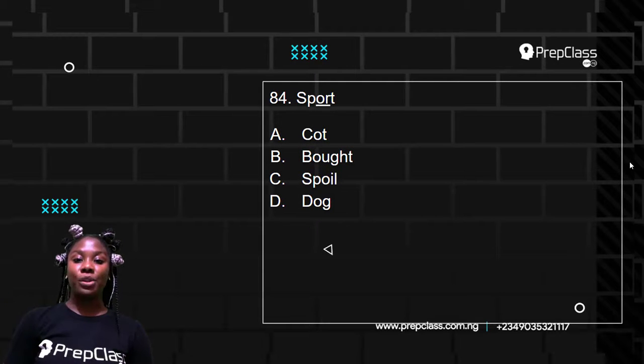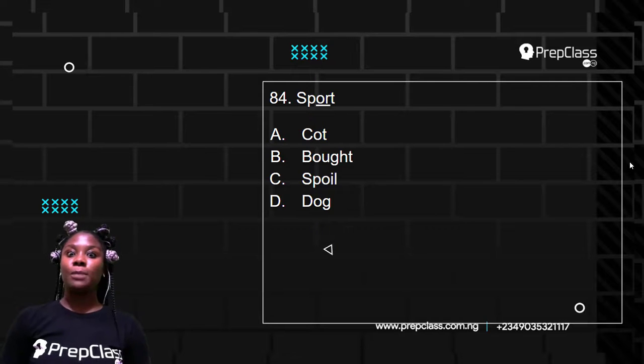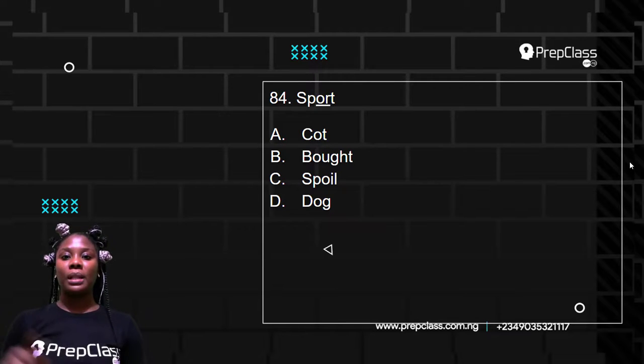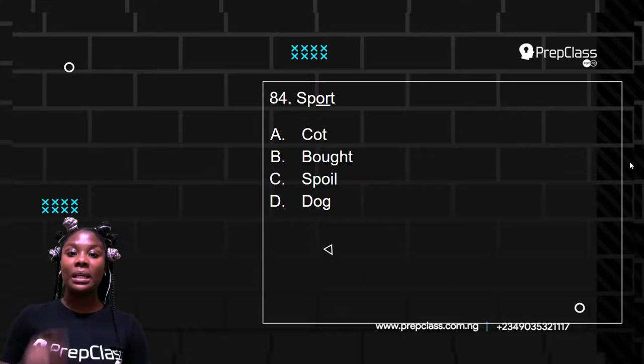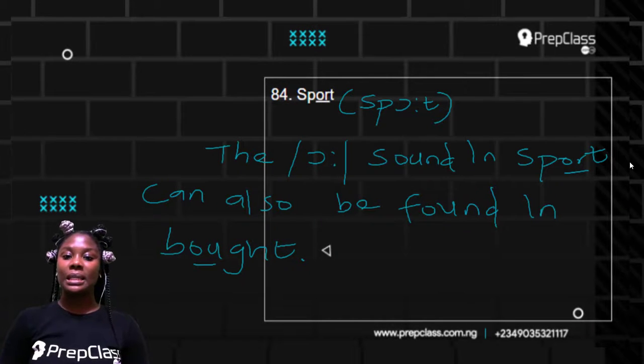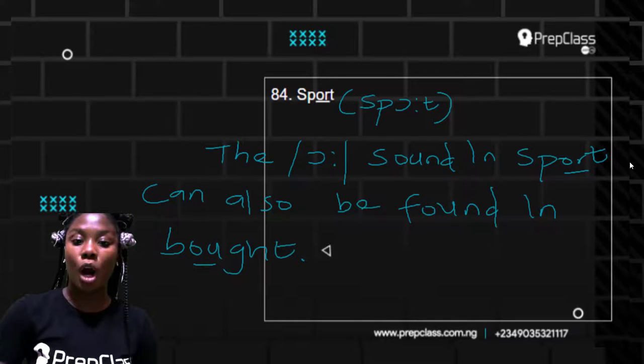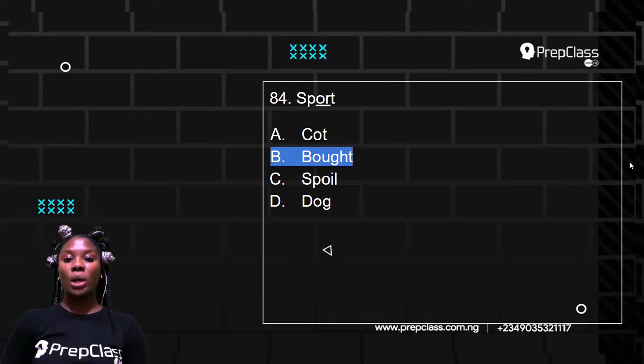So our 84th question, sport. For the sound in sport, let's see. A, coat, B, board, C, spoil, and D, dog. Which is it? The sound in sport can also be found in board. So we have it, option B, board.